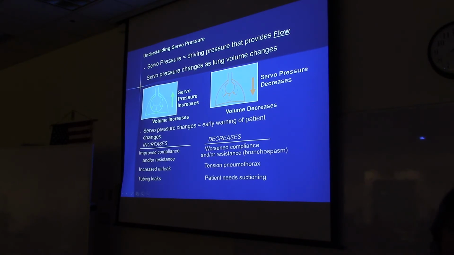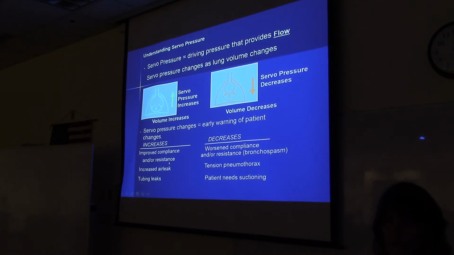So if it increased, you've got better compliance or maybe better resistance. It could mean some other things, like you suddenly have a worsening of an air leak, or you could have some leaks in your tubing. So it's not always a good thing when you see an increase. A decrease, now you're ventilating smaller lung. Why are you ventilating smaller lung? Well, it could be that the compliance is worsening, the lungs are getting stiffer, so you're not ventilating as well. You could have a pneumothorax, or it could be that the patient needs suctioning.